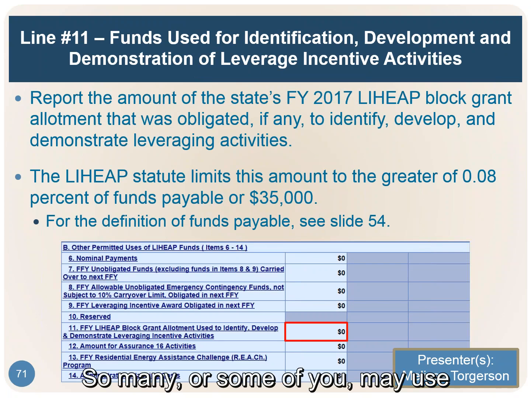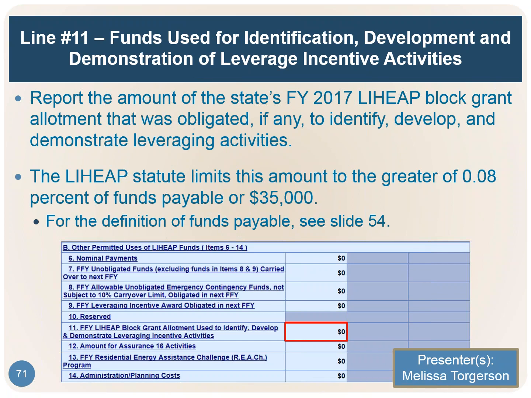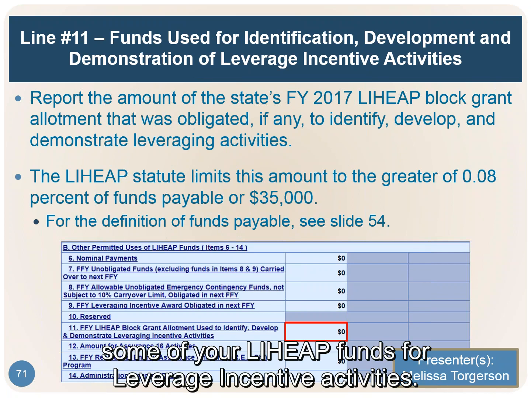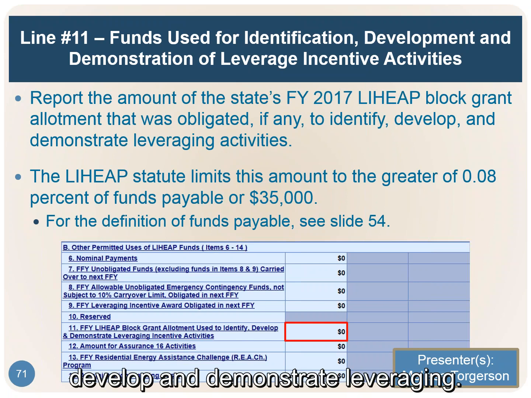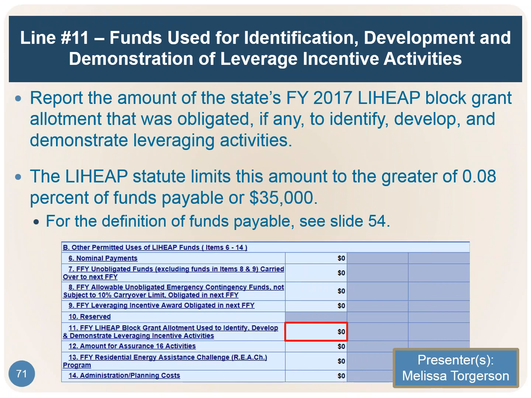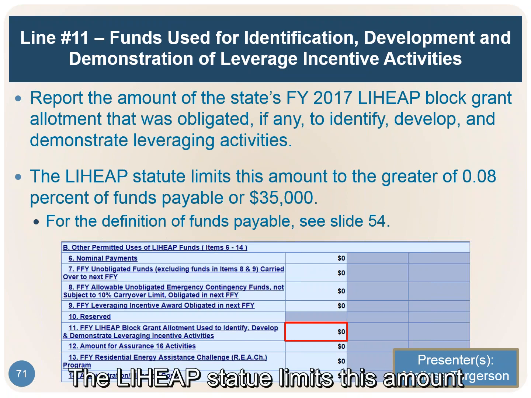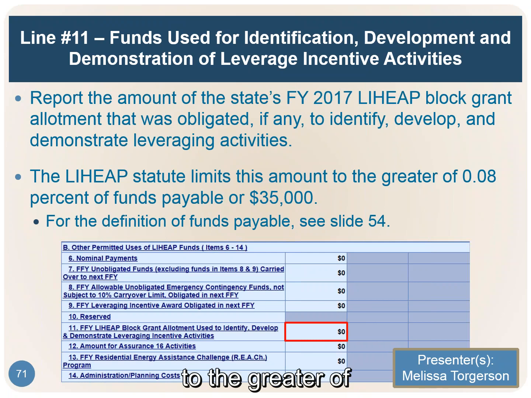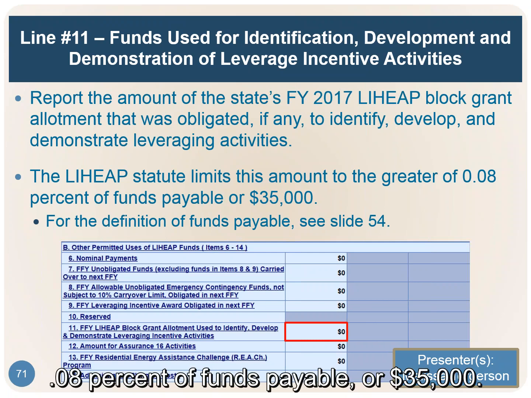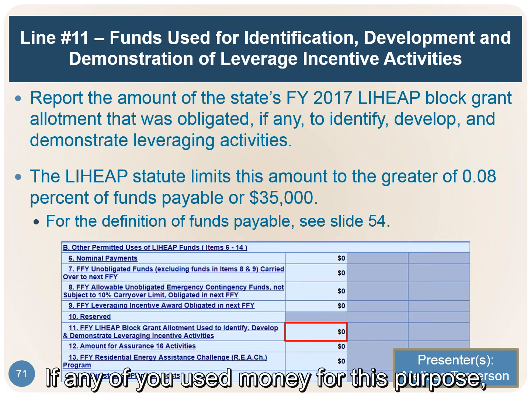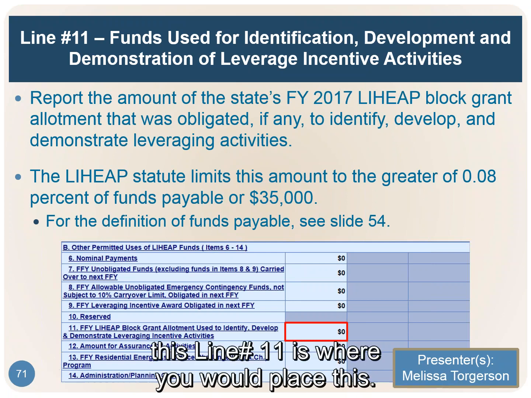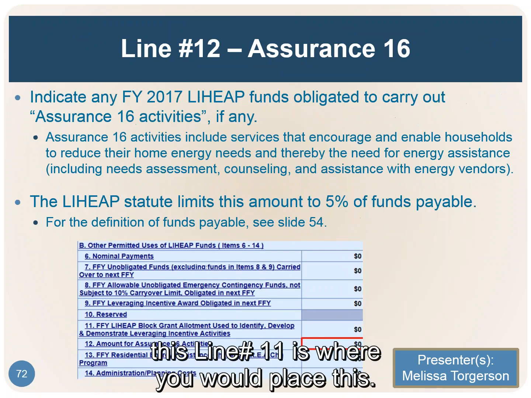So some of you may use some of your LIHEAP funds for leveraging incentive activities. This is money that you can use to identify, develop, and demonstrate leveraging. And the LIHEAP statute limits this amount to the greater of 0.08% of funds payable or $35,000. And so if any of you used money for this purpose, this line 11 is where you would place this.